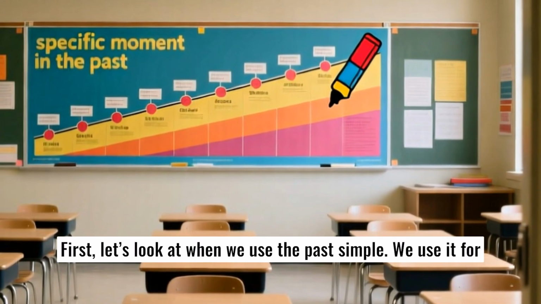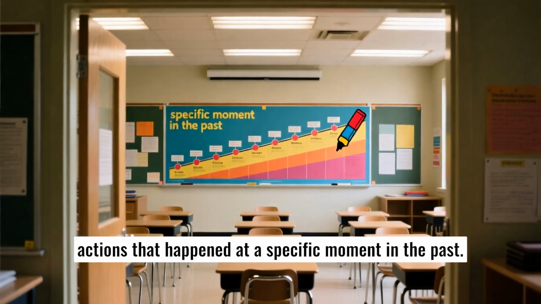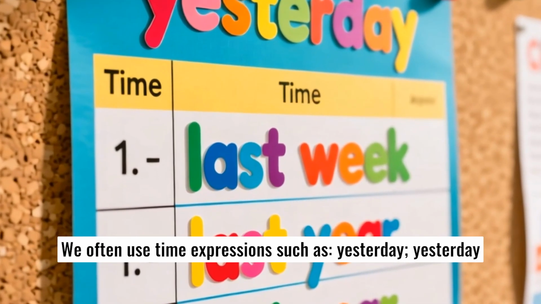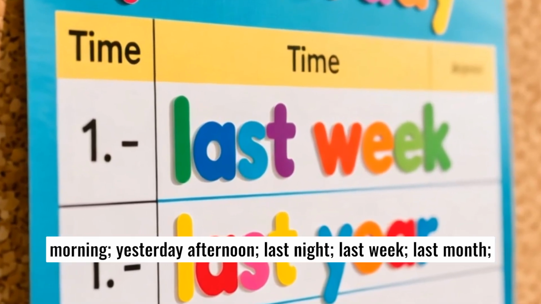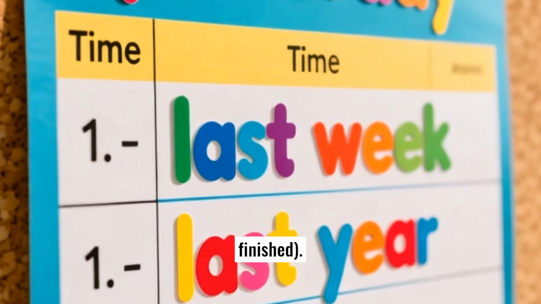First, let's look at when we use the past simple. We use it for actions that happened at a specific moment in the past. We often use time expressions such as yesterday, yesterday morning, yesterday afternoon, last night, last week, last month, last year, before, on Monday, this morning, if the morning is finished.